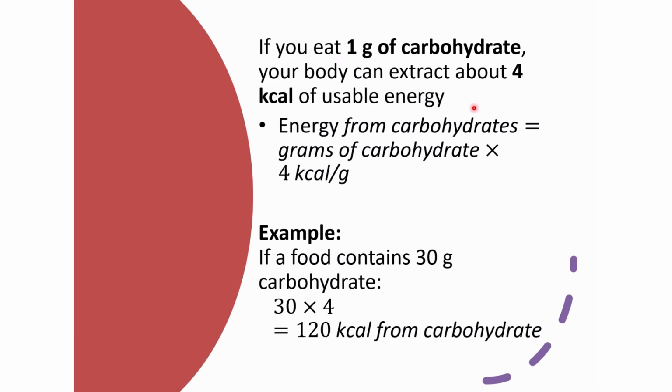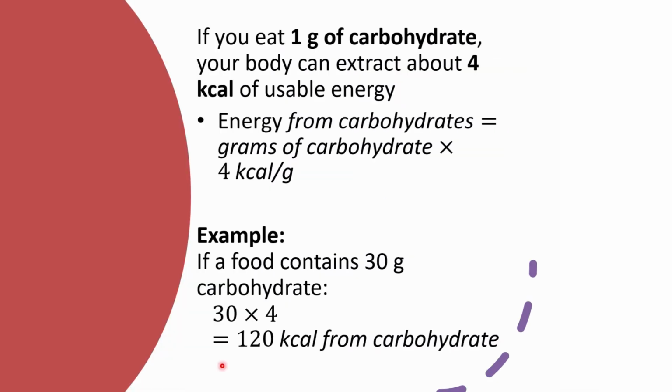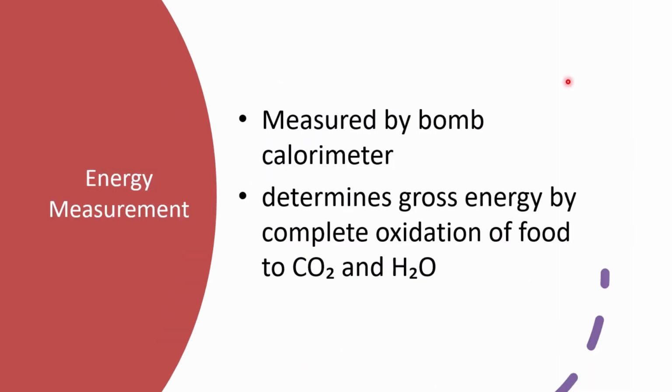So when we calculate the energy intake, energy from carbohydrates equals the grams of carbohydrates ingested multiplied by 4 kilocalories per gram of carbohydrate. For example, if a food contains 30 grams of carbohydrate, the total energy obtained will be 120 kilocalories from carbohydrates. The traditional way of measuring the energy content of foodstuffs is to use a bomb calorimeter, where energy is produced when a sample of food is combusted in the presence of oxygen.